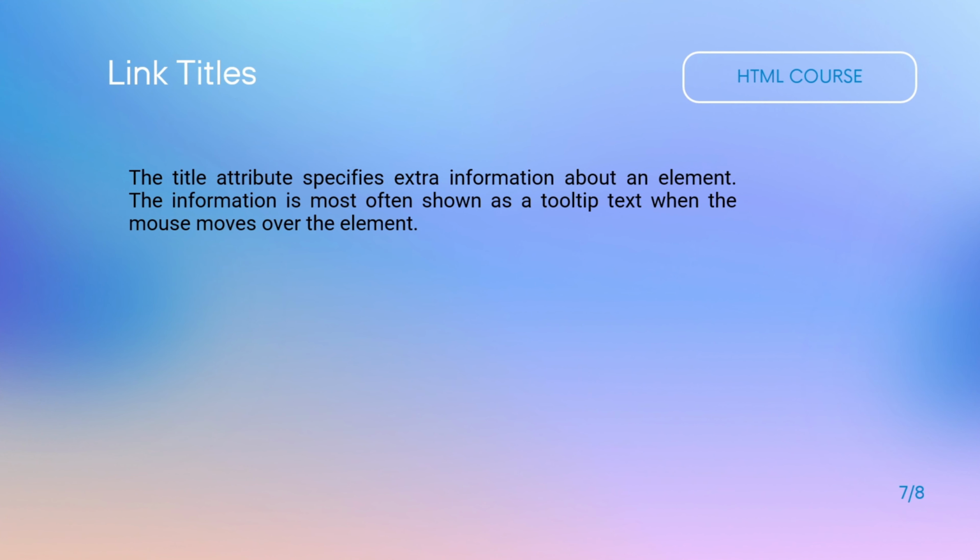Link titles. The title attribute provides extra information about a link. When a user moves the mouse over the link, a small message appears. This message is called a tooltip. The title attribute improves user experience and helps explain what a link does.